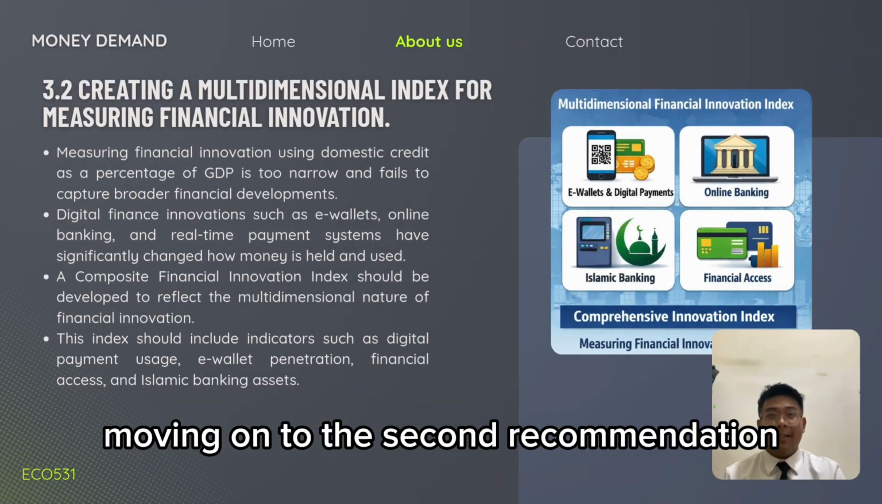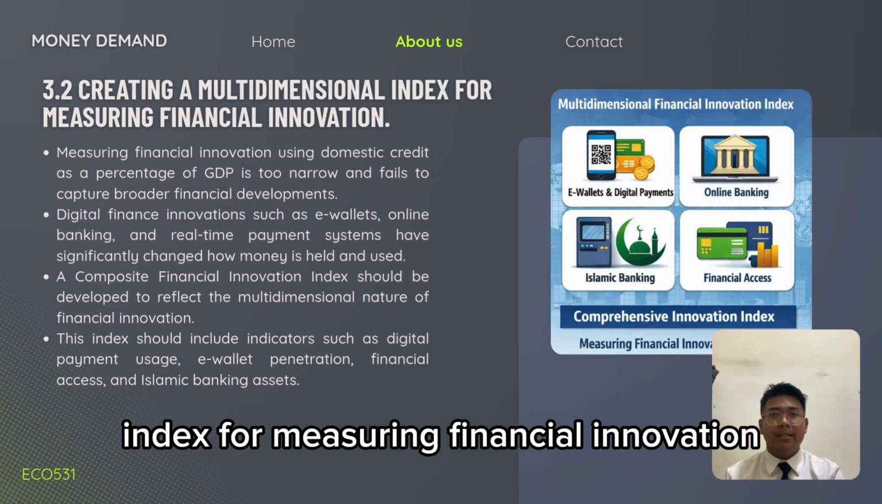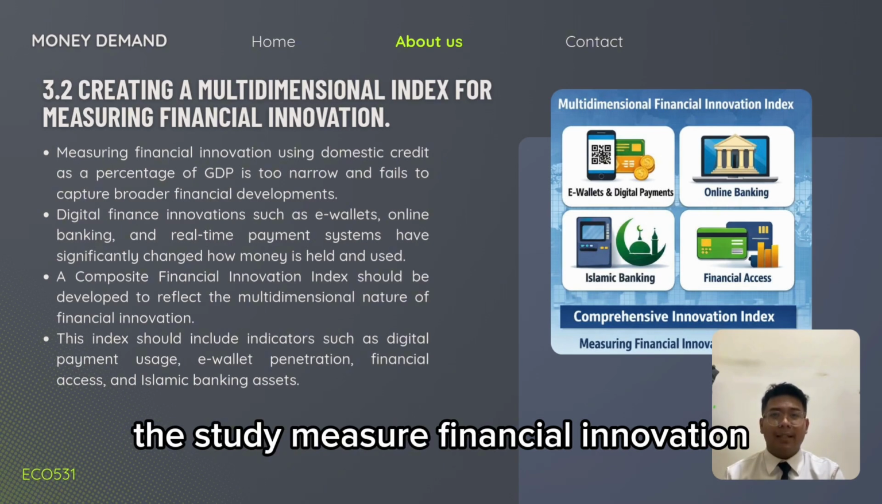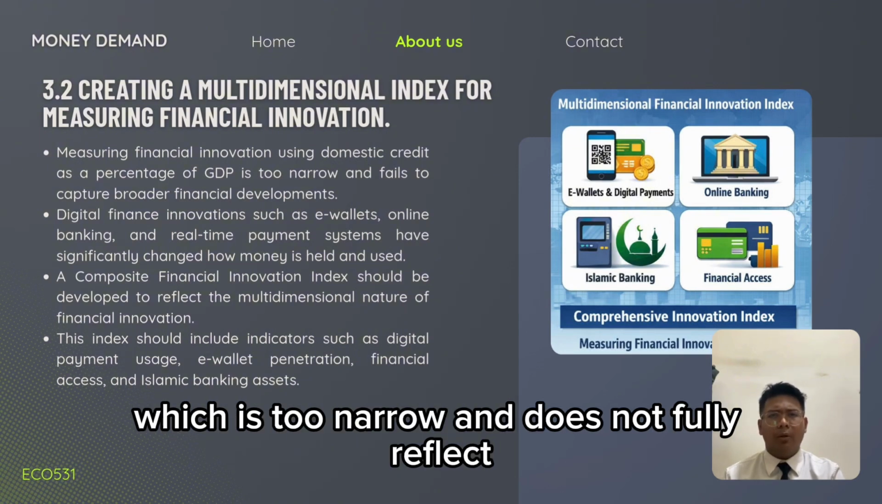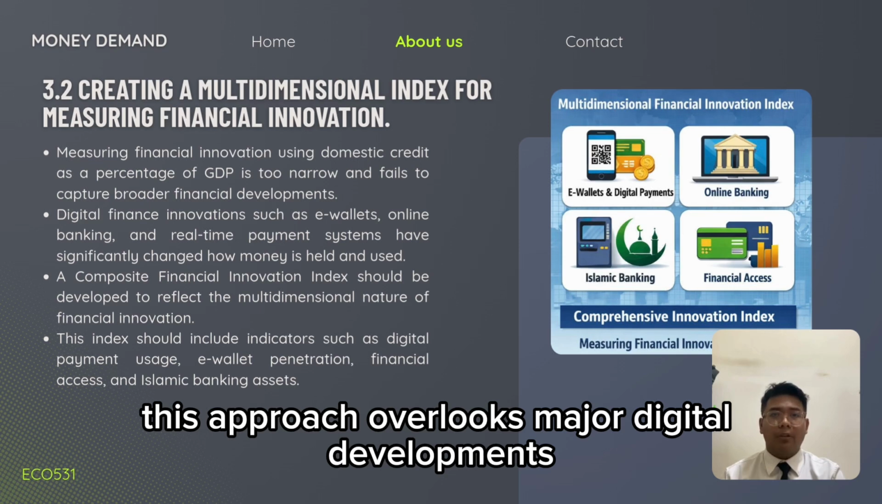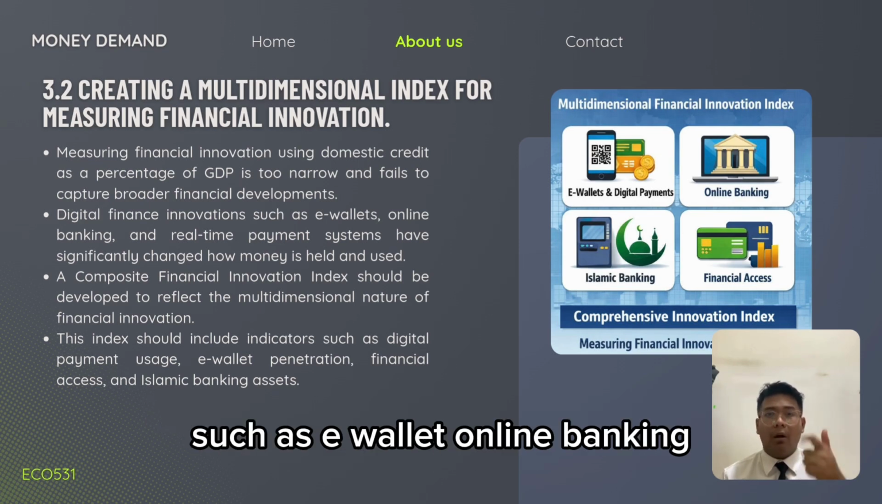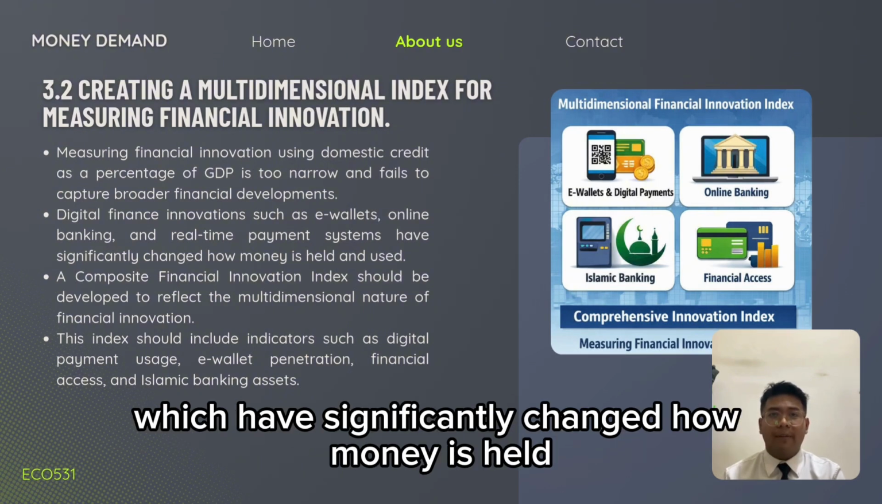Moving on to the second recommendation, which is creating a multi-dimensional index for measuring financial innovation. The study measures financial innovation using only domestic credit as a percentage of GDP, which is too narrow and does not fully reflect today's financial environment. This approach overlooks major digital developments such as e-wallets, online banking, and real-time payment systems like DuitNow, which have significantly changed how money is held and used.